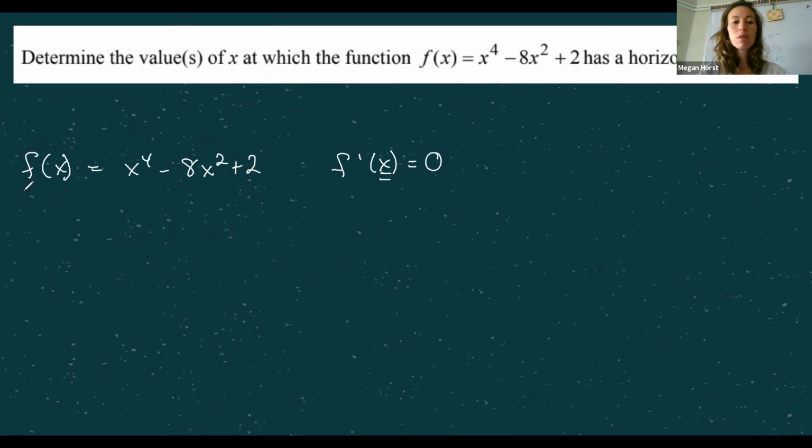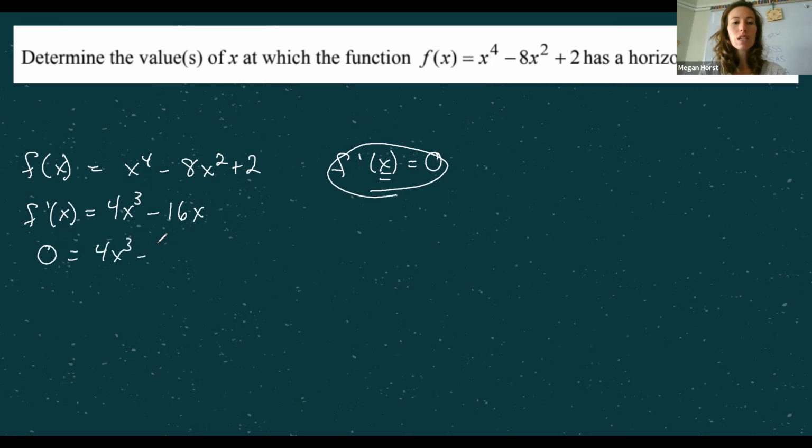So my first step here is going to be to take my derivative. I'm going to say f prime of x equals 4x cubed subtract 16x. Now what I need to do is set that equal to 0. So I'm going to say, all right, I want to know where that has a horizontal tangent line. And now we just factor.